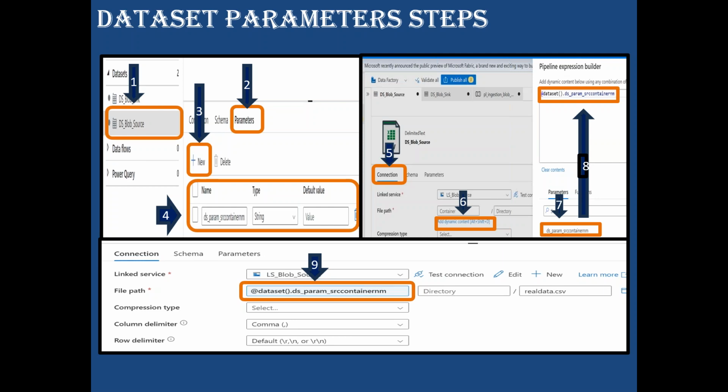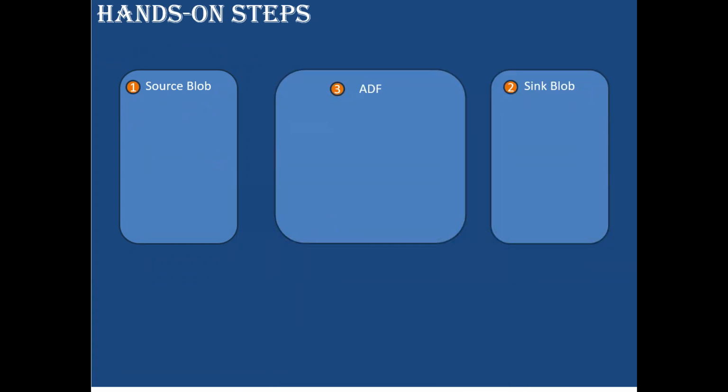I have created so many steps unnecessarily, basically to make you understand, but it's very easy. Okay, let's move on to the next 15 steps. Step 1 is you need to create a source blob storage. Step 2 is you need to create a sync blob. Then step 3 is you need to create an Azure Data Factory.